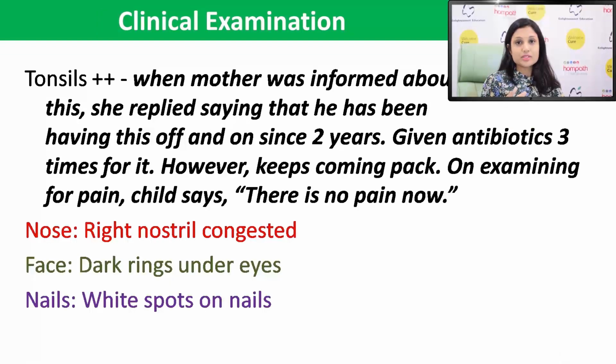Now, there was something odd on clinical examination. This is not something that his mother complained of, but something that we found, that his tonsils were enlarged. And when the mother was informed about this, she replied saying that he had been having this on and off since the past 2 years. So since this child was 2 years of age, he had complaints of tonsillitis. And he has been given antibiotics 3 times for this. However, they just keep coming back.